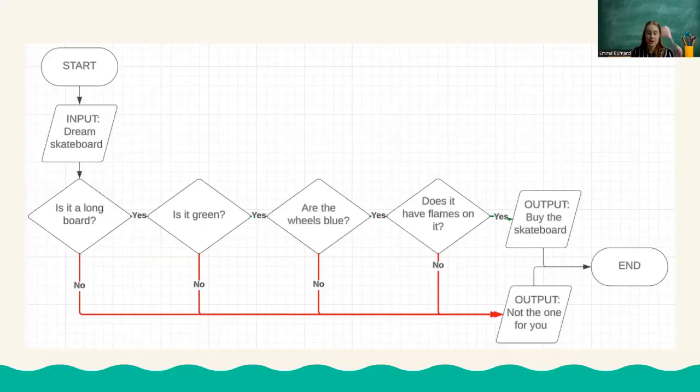Here are my criteria for my dream skateboard in the nested if statements. A no means the rest of the statements in that line are skipped over because they're no longer relevant and we have our answer already.